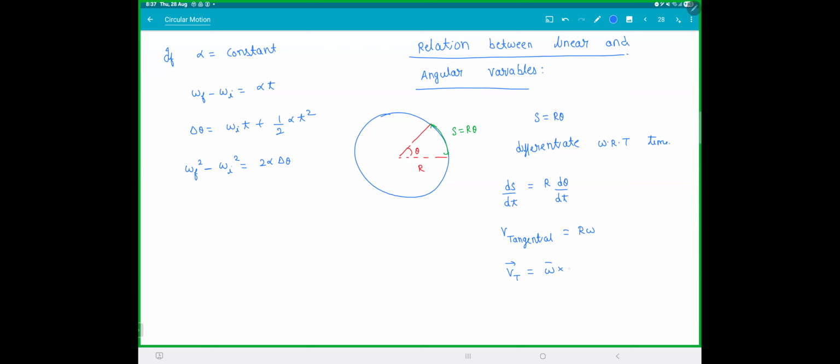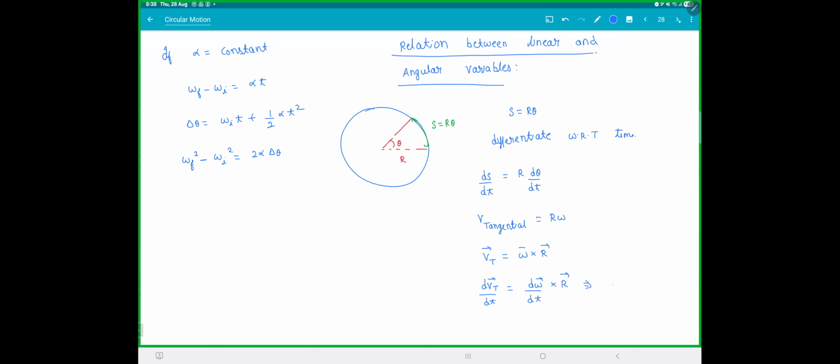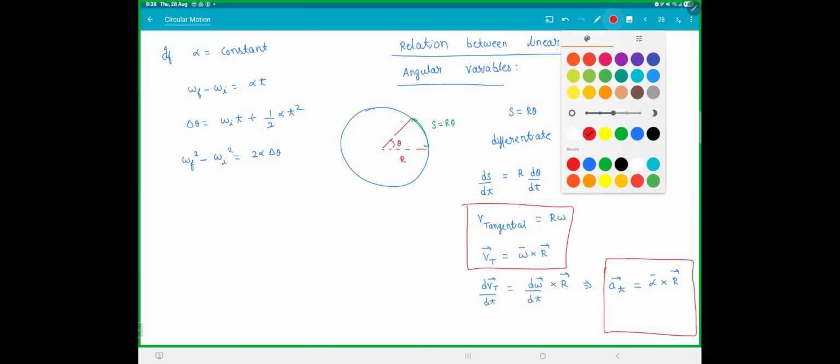We have done this before. If you differentiate this again, then this will become a tangential. This will become a tangential is equal to alpha bar cross r bar. There. So you can write simply a tangential is equal to r alpha.